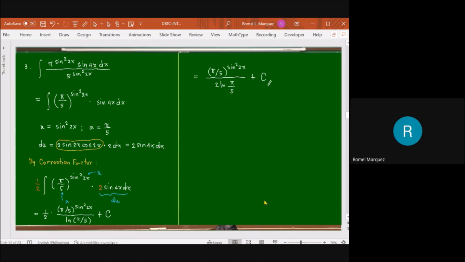Understood, guys? Do you have any question with that? So identity is very important, no? We use that in this case. Because if you don't know how to apply identity, you're not able to recognize that sine 4x dx is possible to be the du of sine squared 2x, no? All we have to do is, of course, to supply what is missing, no?